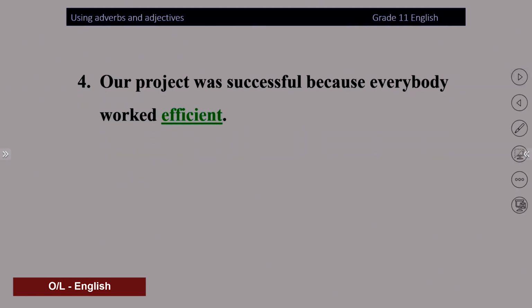Sentence number 4. Our project was successful because everybody worked efficient. Here we have the question again. How did everybody work? Did they work efficient or efficiently? Yes, the correct form is the adverb form. It should be efficiently.